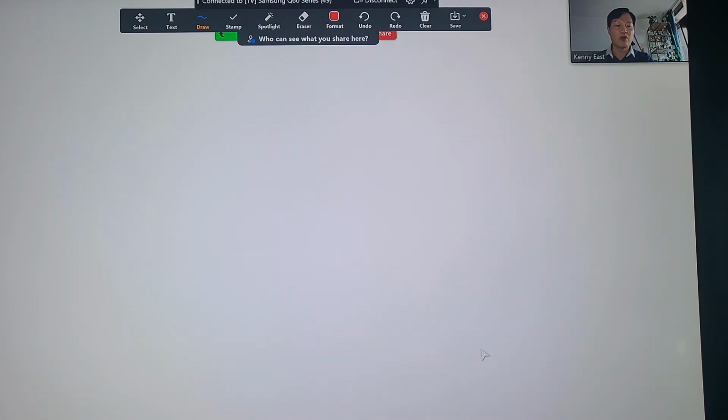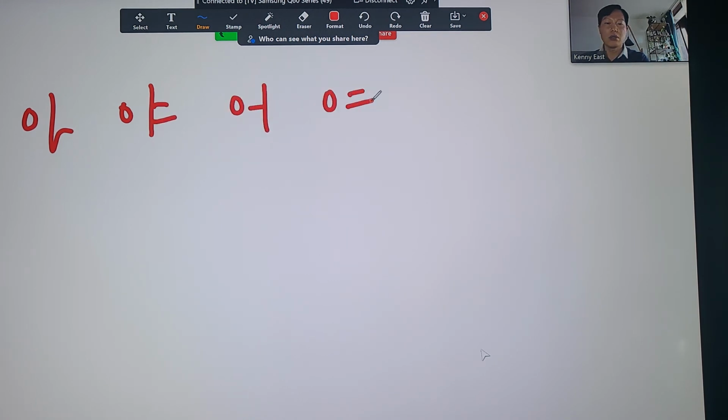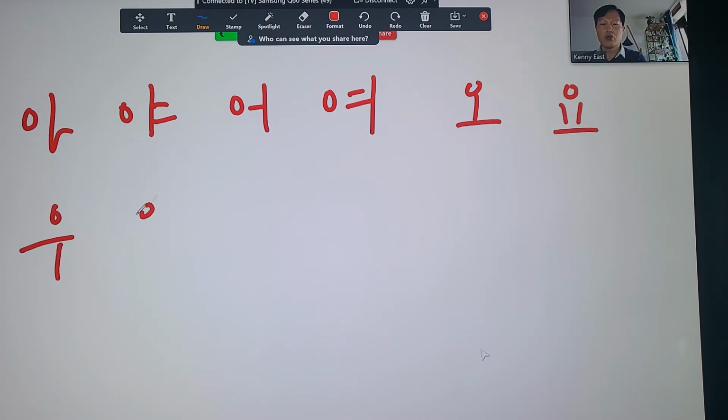Before I finish today's first lesson, I'm going to repeat again: 10 basic vowels, 11 double vowel sounds. So far we learned a, ya, o, yo, o, yo, u, you, e. So that's 10 basic vowels, right?